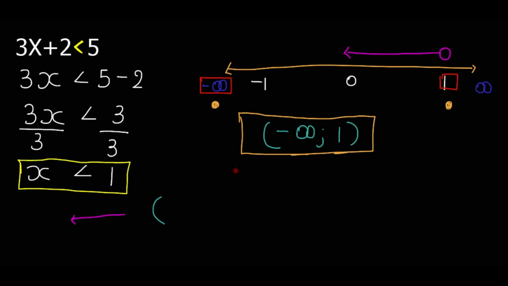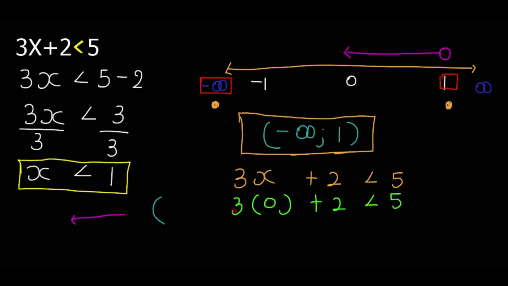Actually this means for 3x plus 2 is less than 5, any number less than 1 works. Let's say 0, because 0 is less than 1. Three times 0 is 0, so really 2 is less than 5. This statement is true. 2 is less than 5. Actually any number that is less than 1, so 0, negative 1, negative 2, until negative infinity.